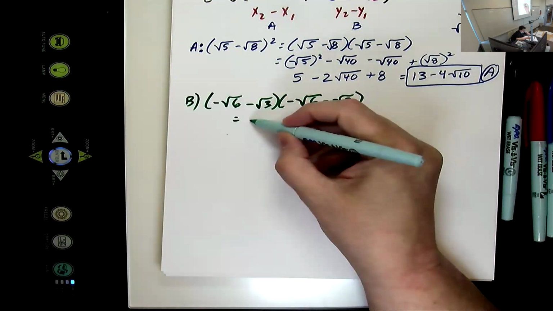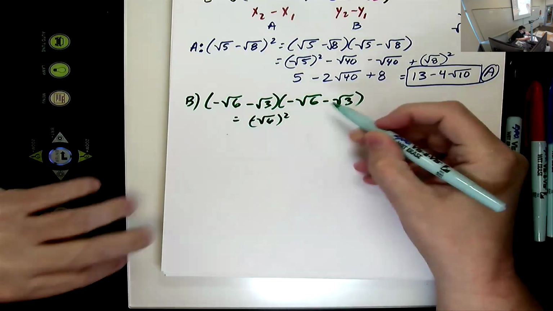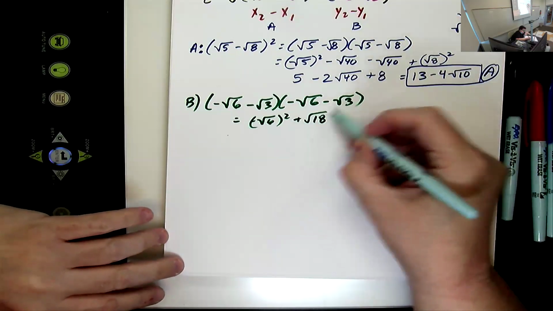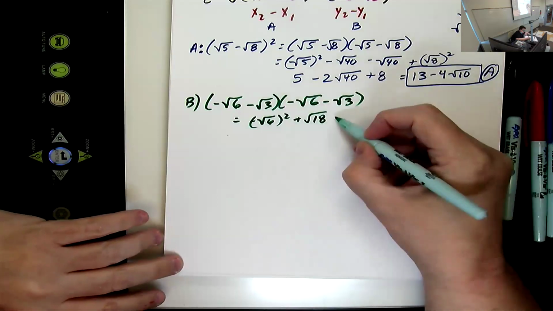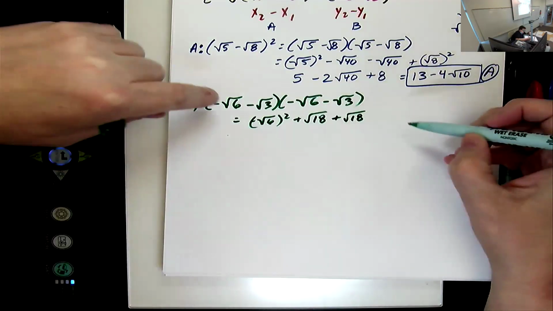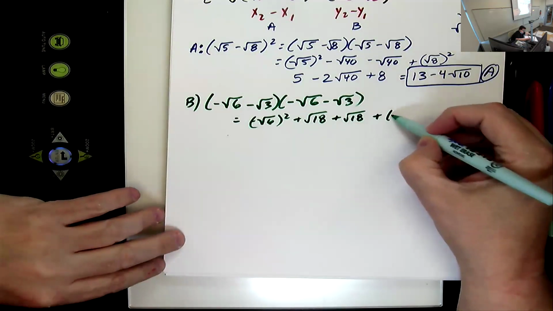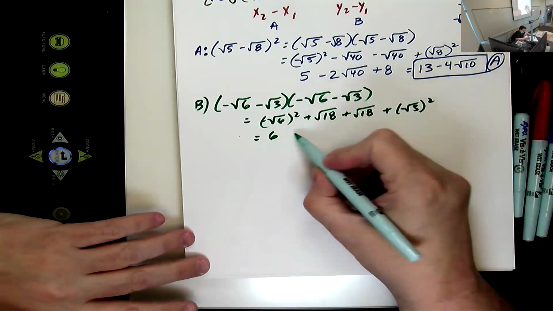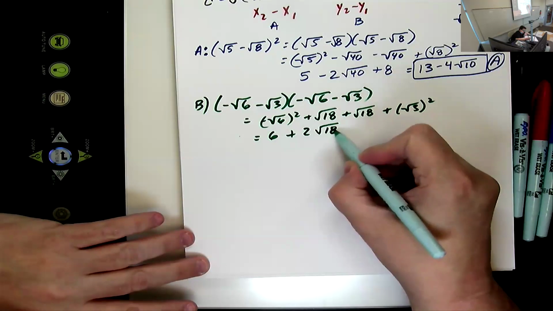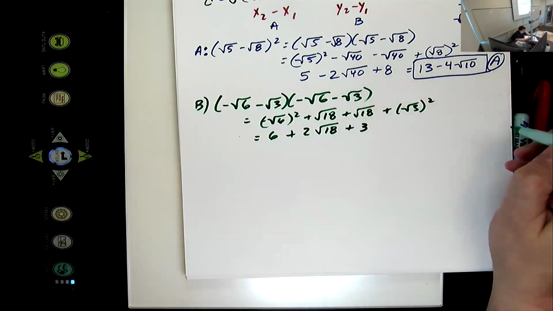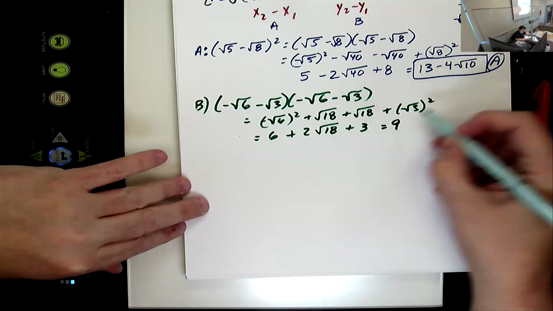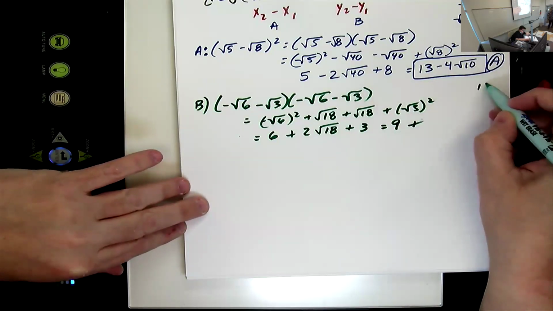So we got a negative root 6 squared. And negative 6 times root 3, and negative root 3 is positive square root of 18. And then we got negative root 3 times negative root 6, which is another positive square root of 18. And then negative times the negative is positive square root of 3 squared. So this gives us a 6. This gives us 2 root 18 and a 3.